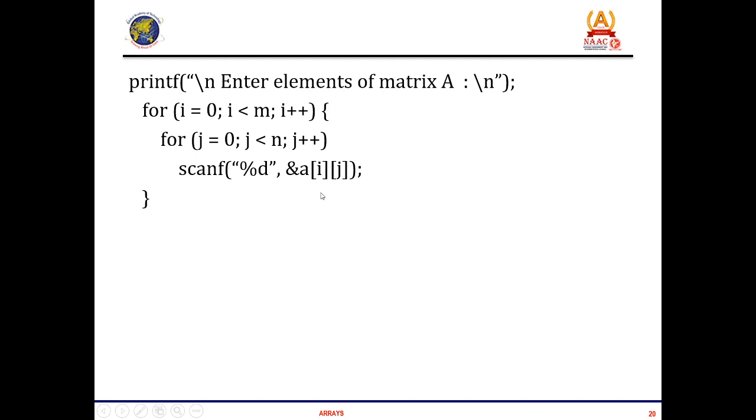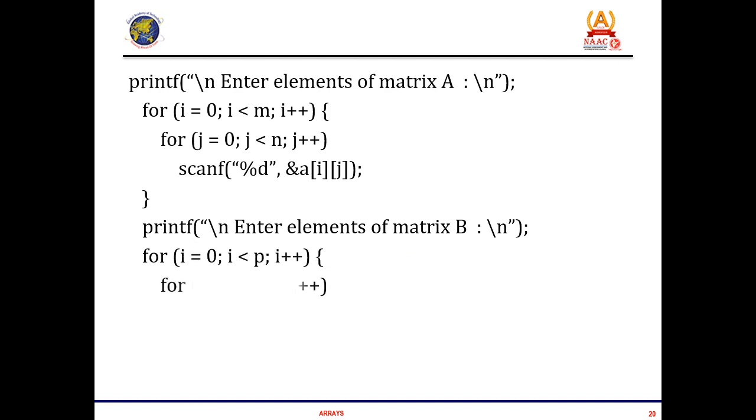So whatever I enter will be stored in matrix A of 0, 0, A of 0, 1, A of 1, 0, 1, 1, like that. Similarly, I'll also enter the elements of matrix B with the help of a for loop and another scanf statement.